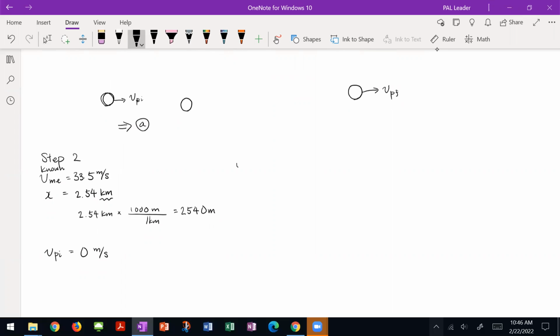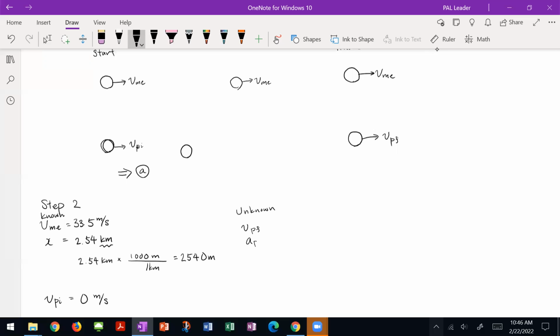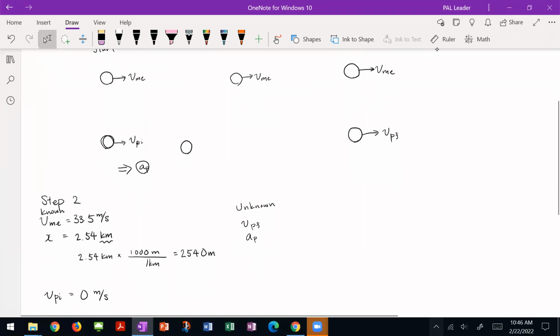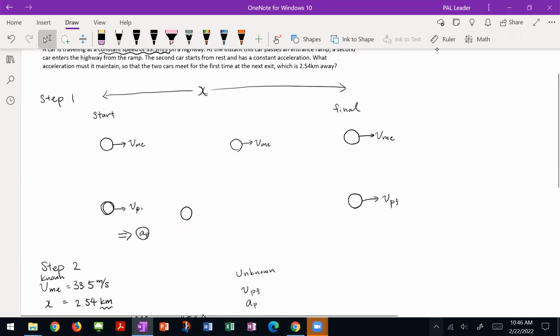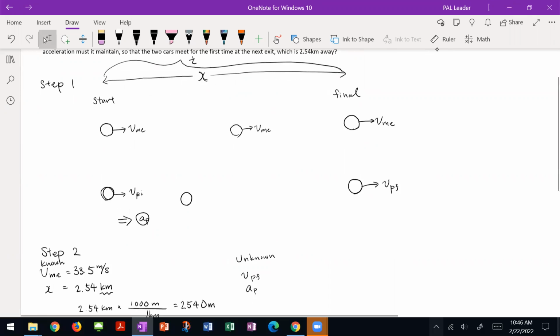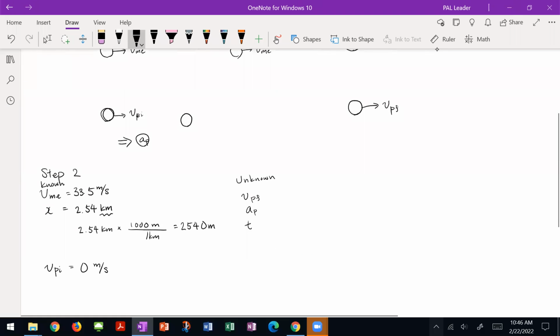So I'm going to write our unknowns over here. We don't know the final velocity of the police car. We also don't know the acceleration of the police car. I'm going to say that's AP. And this term hasn't come up in this problem, but we can also say that we don't know how much time this whole process has been taking place for. We don't know the time. So there's a lot we don't know.